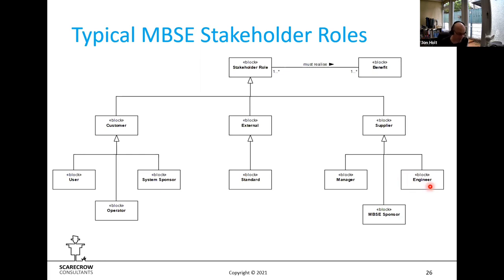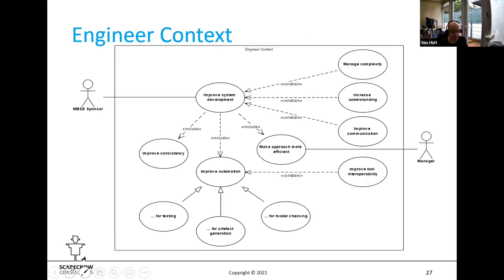So what I'm going to show now is just a simple high level diagram that captures an example of what the needs are for an engineer. So again, this is just a generic one. This will change depending on you and on your organization, but it's a very worthwhile exercise to do. So what we're saying here is engineers generally want to improve system development. This will involve improving consistency, making the approach more efficient and improving automation.